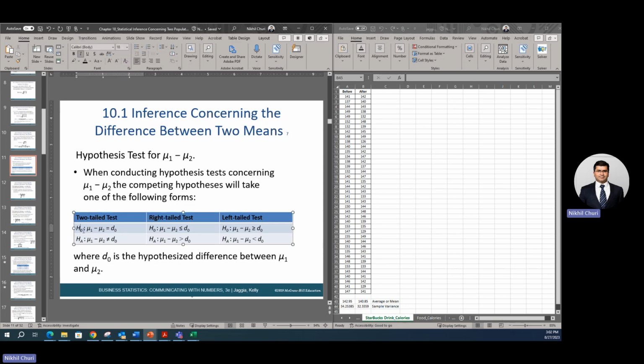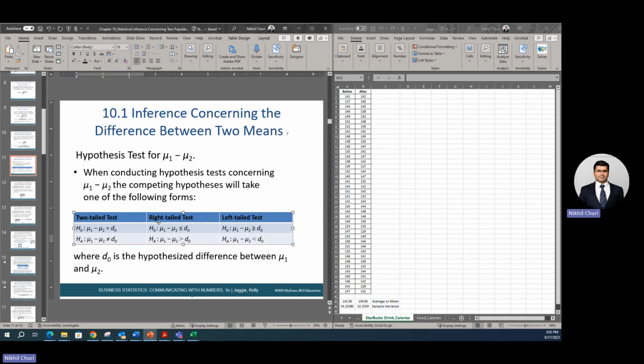Yeah, so the null hypothesis, and contradictory to the null hypothesis is your HA, the alternative hypothesis: mu1 minus mu2 is not equal to d0. Your null hypothesis says equal to, and if it says equal to, your contradictory HA is not equal to d0. So that's how the first case is.